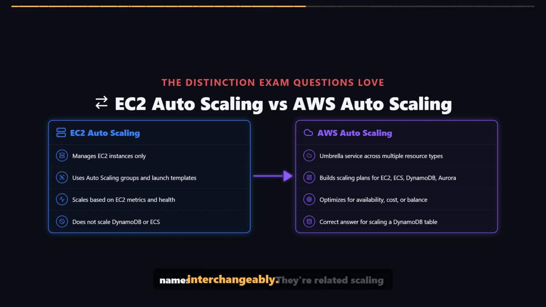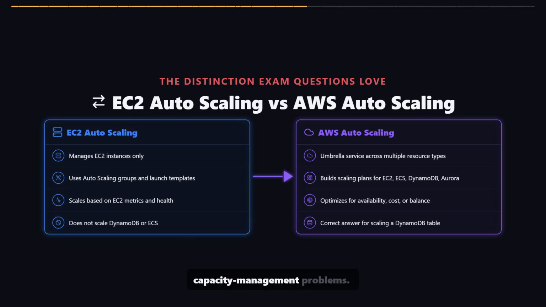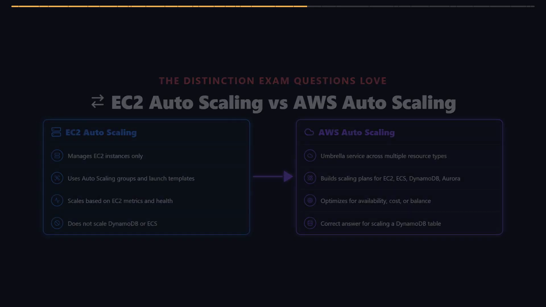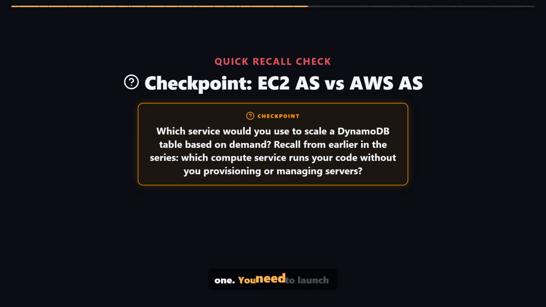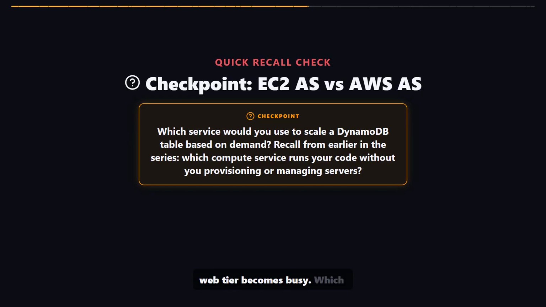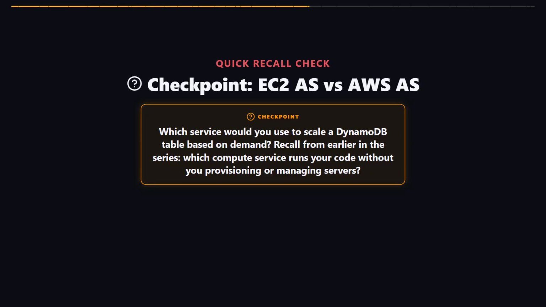Don't use the names interchangeably. They're related scaling concepts, but they solve different capacity management problems. Let's test the distinction. Question 1. You need to launch additional EC2 instances when your web tier becomes busy. Which model? Amazon EC2 auto-scaling. The EC2 instances belong to an auto-scaling group.